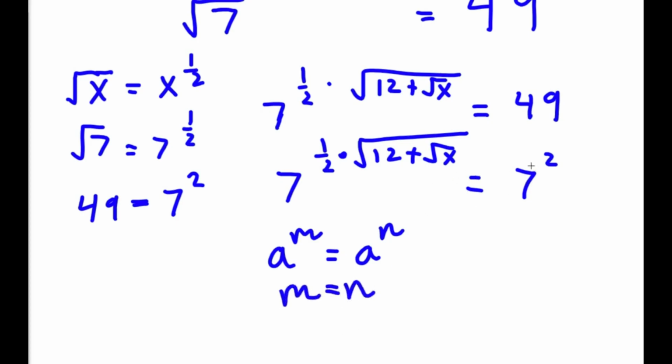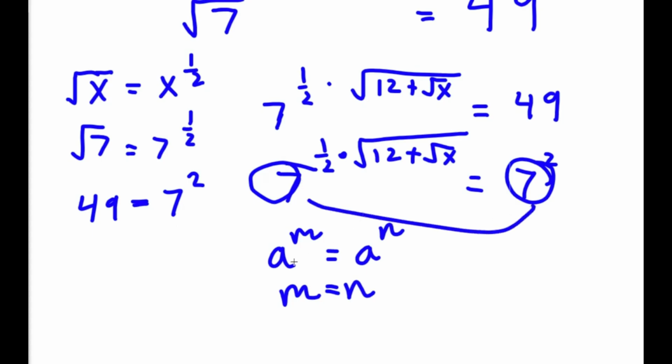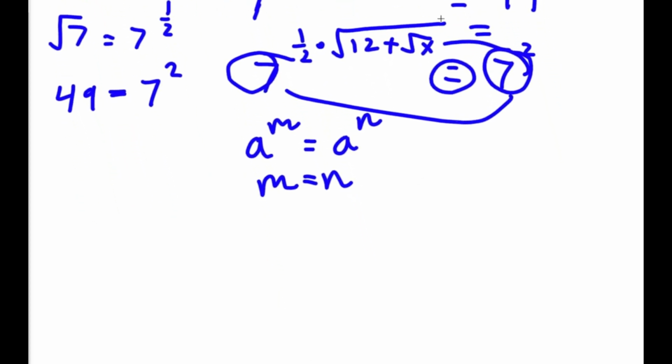So right here, notice how these two terms have the same bases. We both have 7 as our bases. So because they both have the same bases and because they are both equal to each other, this means that the exponents are equal to each other as well. So now our exponents here are 1/2 times the square root of 12 plus the square root of x and 2. So now I'll set them equal to each other. So we have 1/2 times the square root of 12 plus root x is equal to 2.